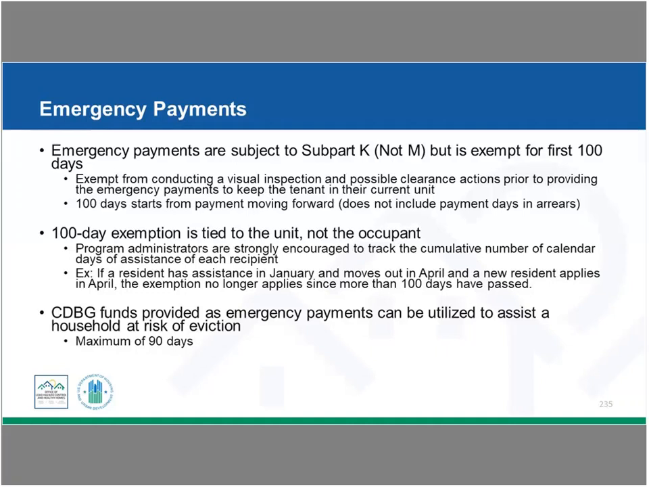They are exempt for the first 100 days. So normally under CDBG, we can provide up to 3 months of emergency assistance. A lot of times these are done as homelessness prevention activities. So we're paying rent, we're making a mortgage payment, we're keeping folks from losing their housing. And that 3 months fits really easily under 100 days, and so we're exempt from Subpart K.